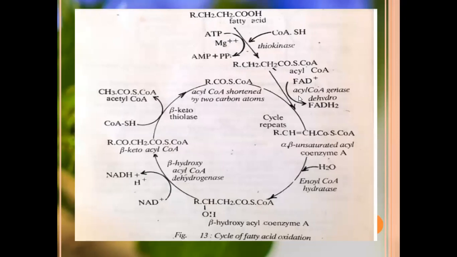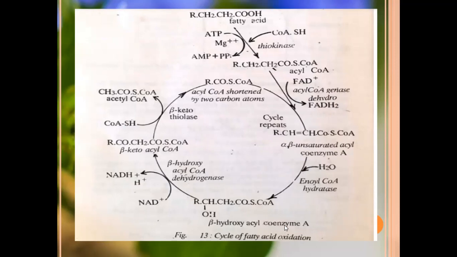So acyl coenzyme A is involved in dehydrogenation with the help of the dehydrogenase enzyme to form alpha beta unsaturated acyl coenzyme A. In this reaction, one FAD is converted into FADH2, and the alpha beta unsaturated acyl coenzyme A is involved in the hydration reaction in the presence of enoyl coenzyme A hydratase. It is converted into beta hydroxy acyl coenzyme A.